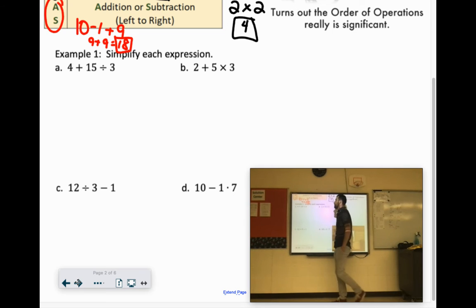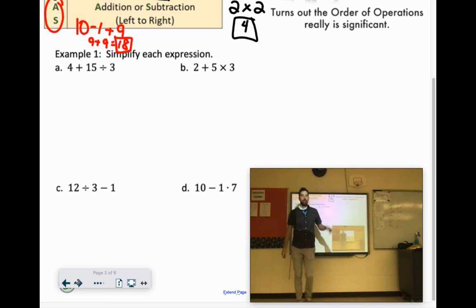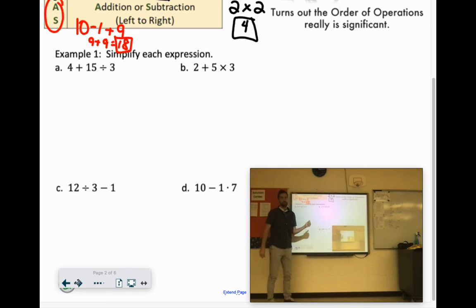4 plus 15 divided by 3. If we're running through, are there grouping symbols? No. Are there exponents? No. Is there multiplication or division? Yes. I see 15 divided by 3, so we're going to do that first. And how many 3's go into 15? 5. So then we're left with 4 plus 5, which is 9.